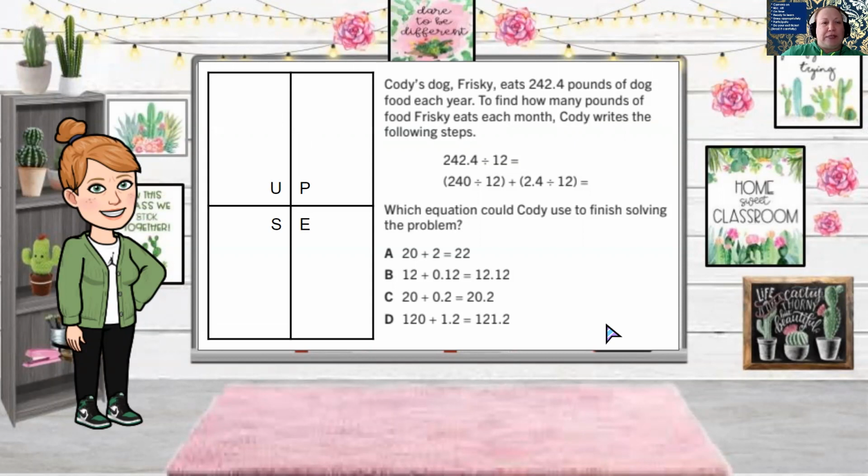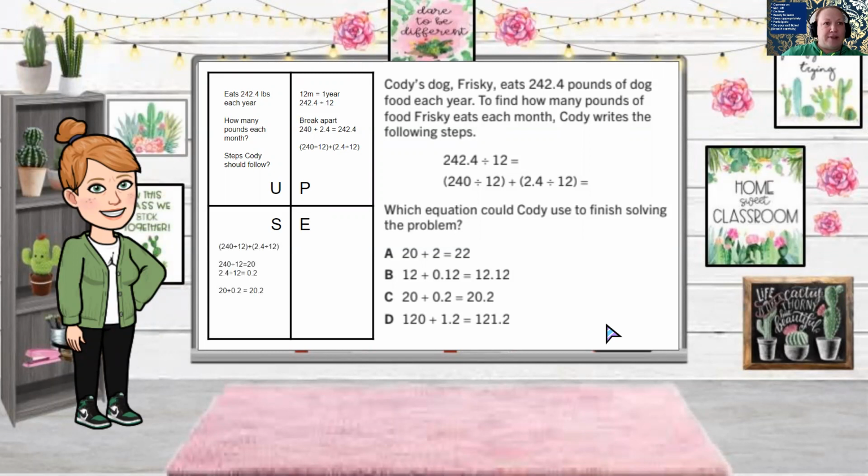First, let's look at what we understand about the problem. The dog eats 242 and 4/10 pounds each year. How many pounds each month? Which steps should Cody follow? Okay, my plan: I know 12 months equals 1 year. 242 and 4/10 divided by 12, break it apart, and then divide the parts. Okay, I'm going to solve.